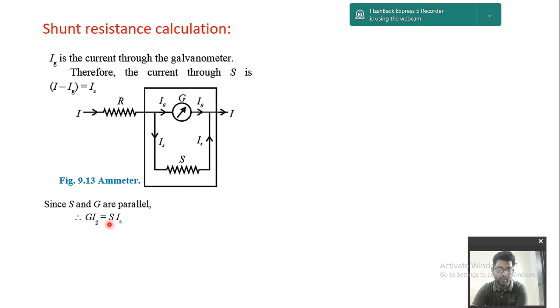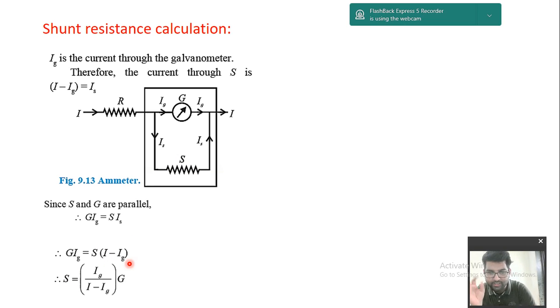So G into Ig equals S into Is, because the current through the shunt resistance is Is and the value of the shunt resistance is S. So S into Is. Now I will put the value of Is here. So G into Ig equals S into (I minus Ig). Okay, G into Ig equals S into (I minus Ig).